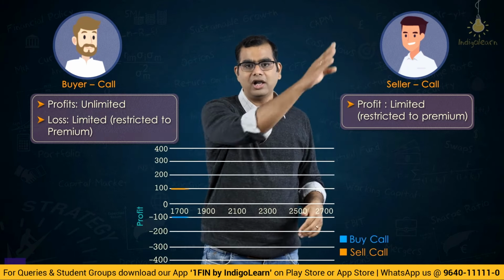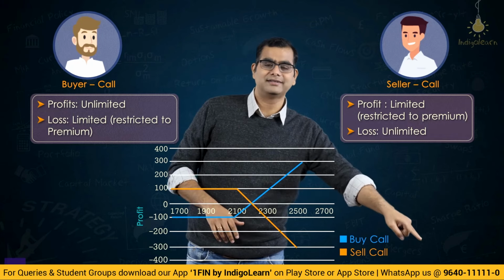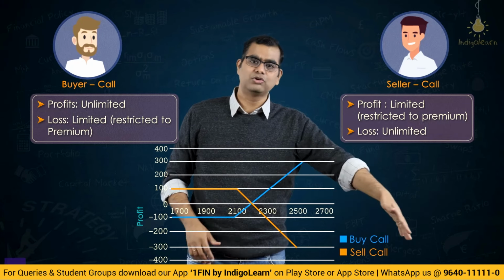So, your buy call and sell call intersect at this point, 2200. And what are the losses? The losses are unlimited. Why? If the stock price goes to 1 lakh.